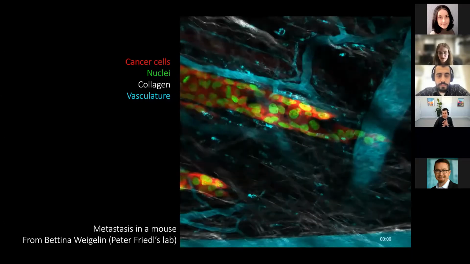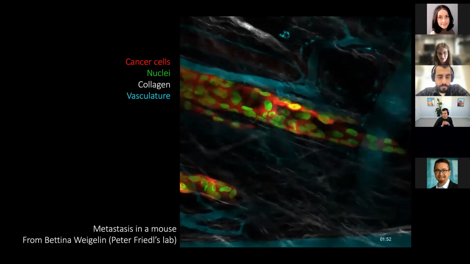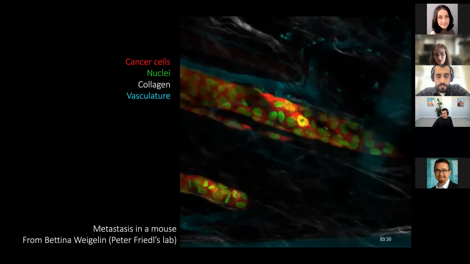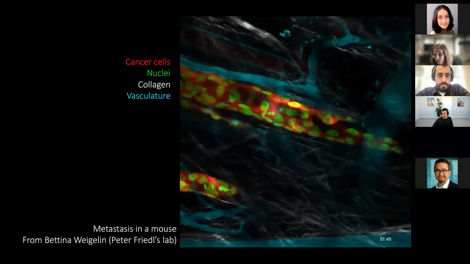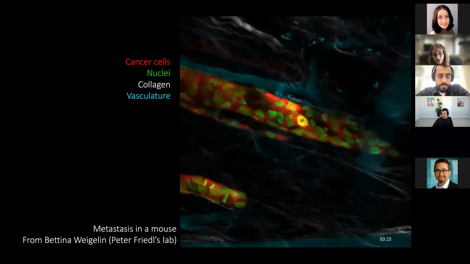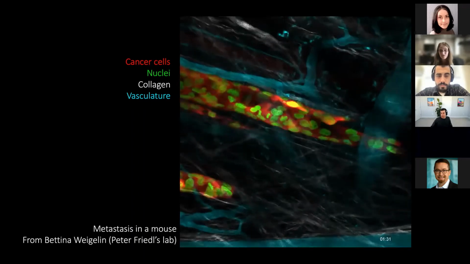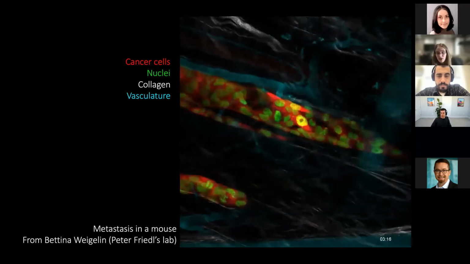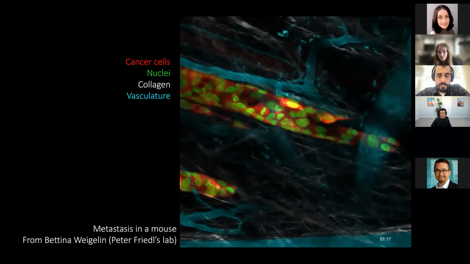So here, these are cancer cells metastasizing in a mouse, right? The cytoplasm of the cells is labeled in red, and the nuclei are labeled in green. And we often understand migration as a problem of change in dynamic cell form.